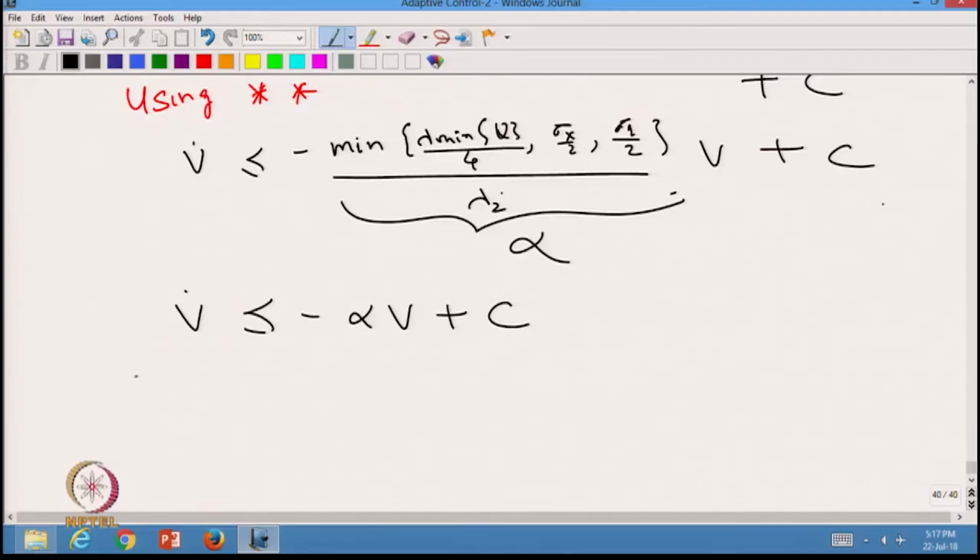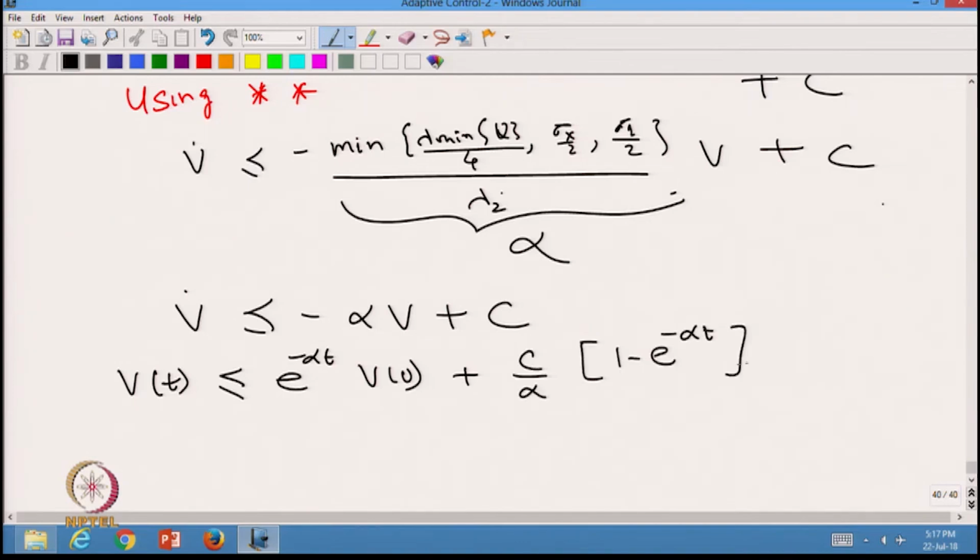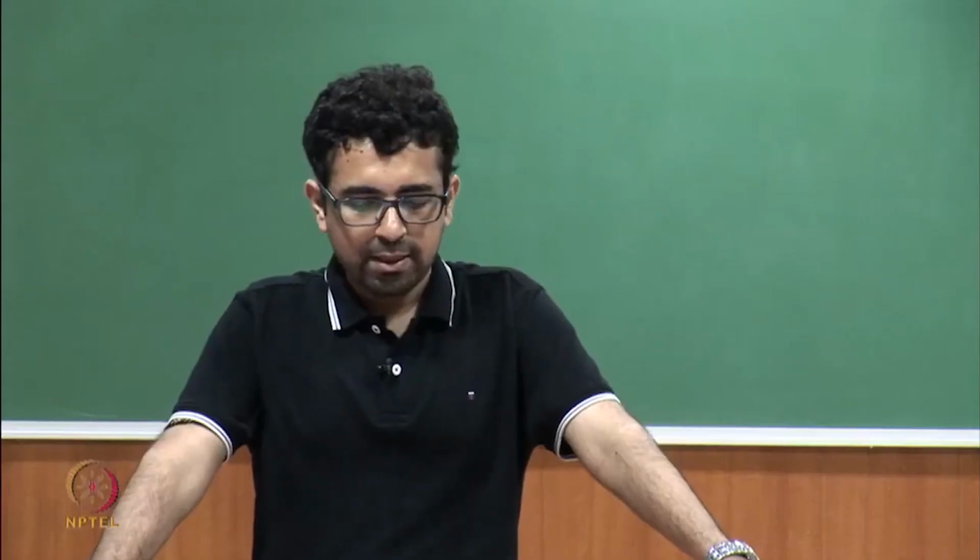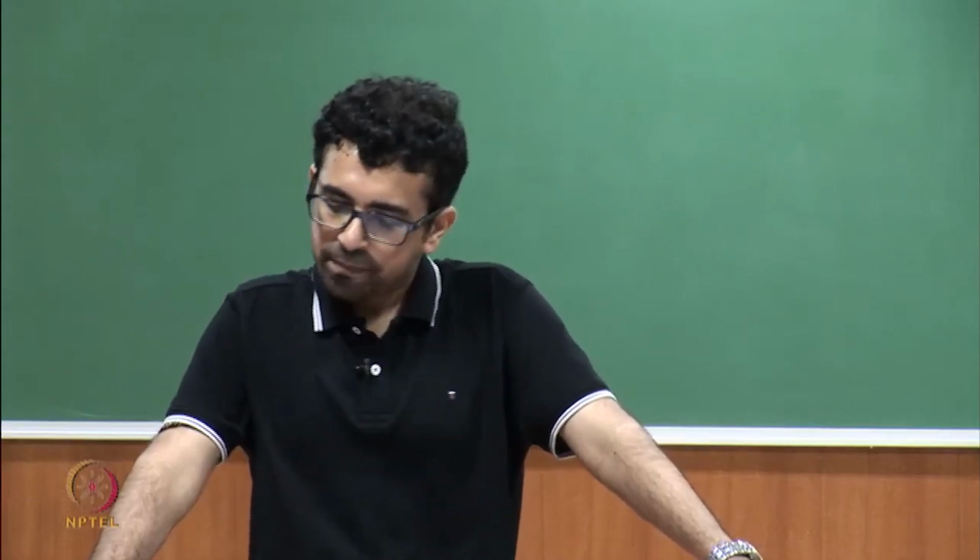So, this is how v of t evolves with time. Solving this linear differential inequality, we get v of t less than e to the power minus alpha t v of 0, assuming that time starts at t equal to 0, plus c over alpha times 1 minus e to the power minus alpha t. This is for you as an exercise to solve and prove. It is not very hard. You have to use your linear system concepts, because this is just a linear system driven by an input which is constant in this case.